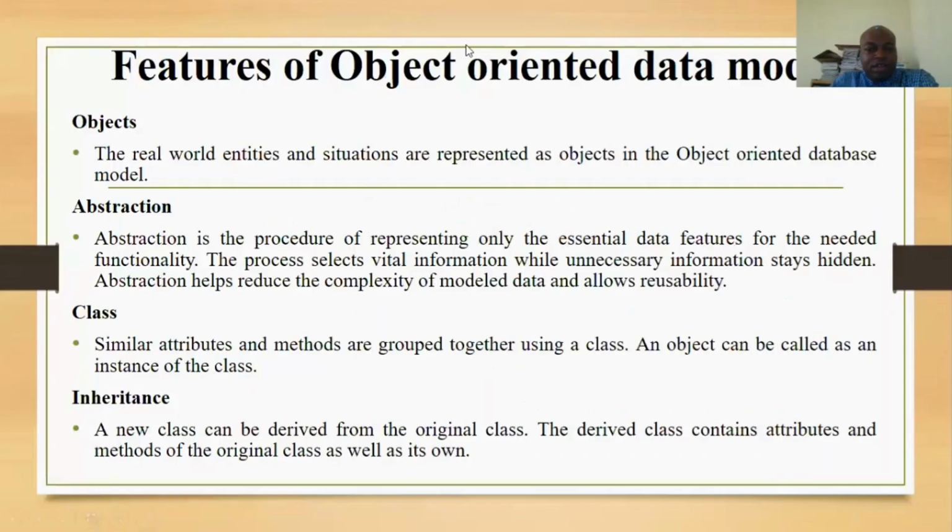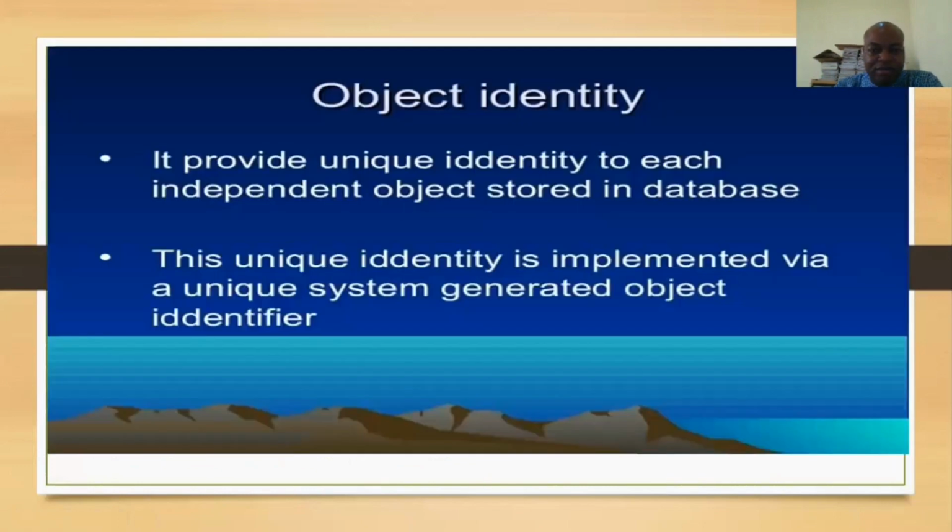All right, we are discussing inheritance. We said a new class can be derived from the original class. The derived class contains the attributes and methods of the original class as well as its own. In this scenario we call it inheritance, where we inherit attributes from the original class.